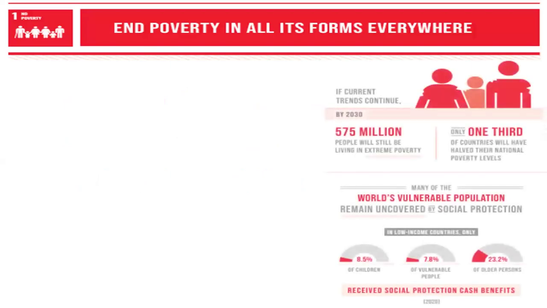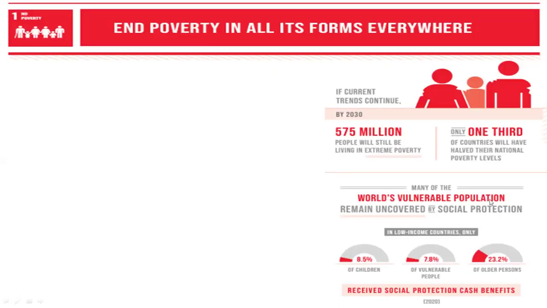Let's see them one by one. The first SDG is no poverty, with a goal to end poverty in all its forms everywhere. If you see the current trends, by 2030, 575 million people will still be living in extreme poverty, and only one third of countries will have halved their national poverty lines.